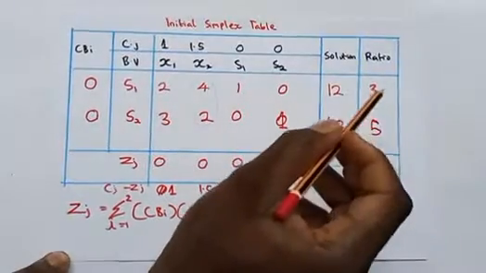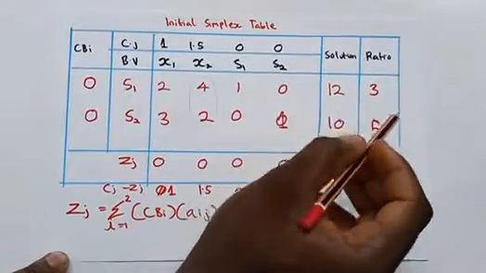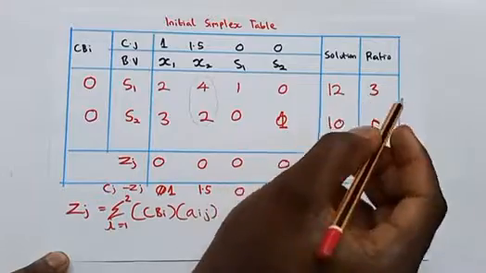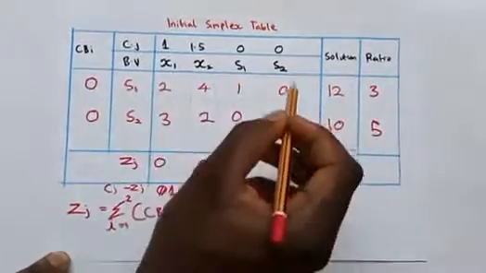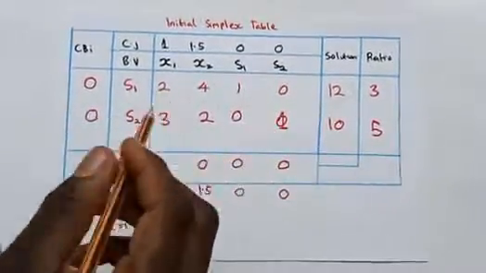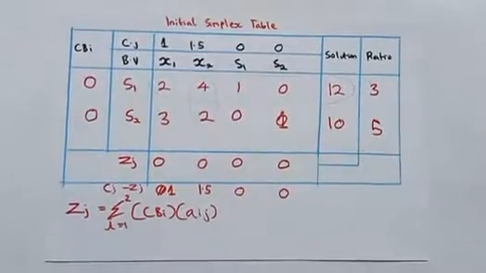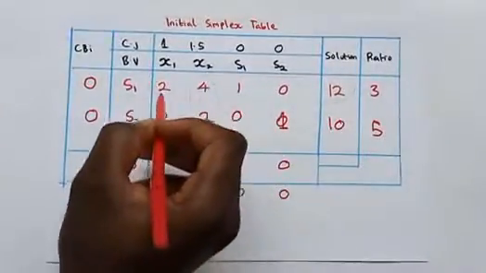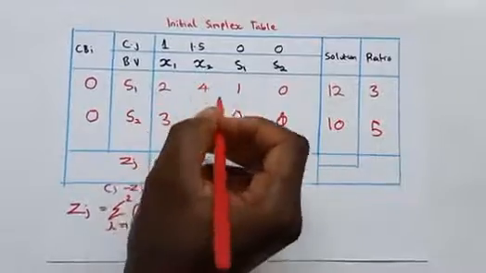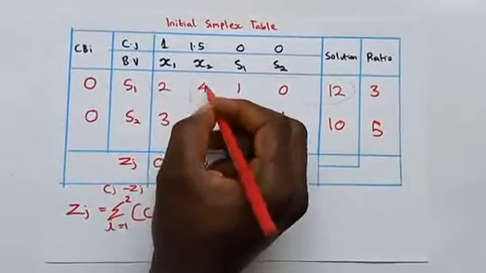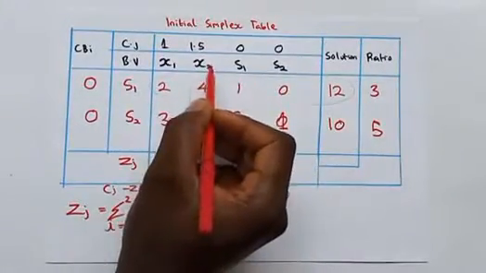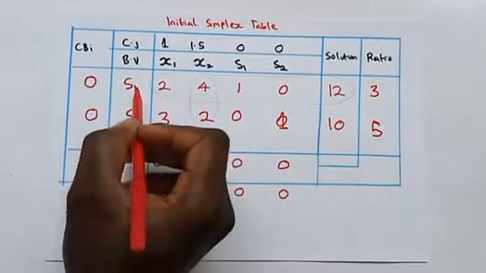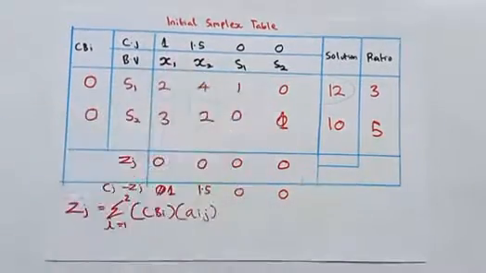What is the least positive number between 3 and 5? So the least positive number here is 3. So this now becomes your key row. The intersection between the key row and the key column gives you the key element. So S2 is now the entering variable, whereas S1 is now the leaving variable.